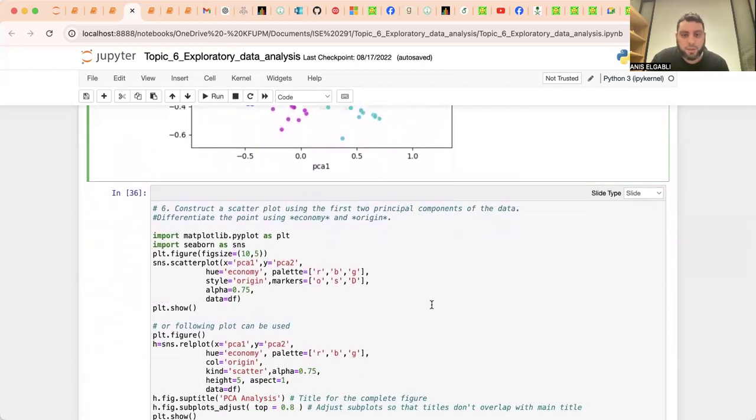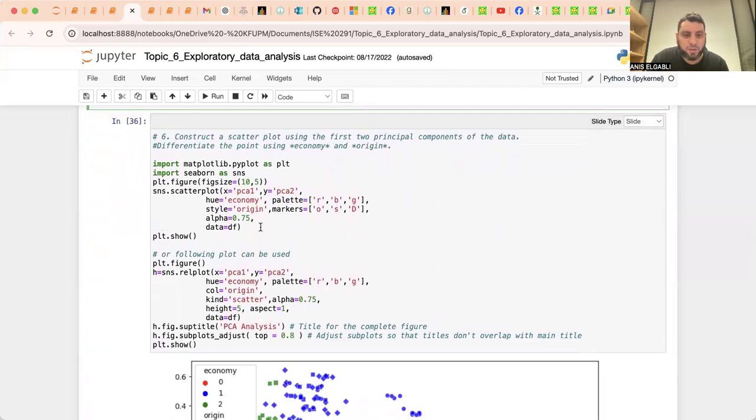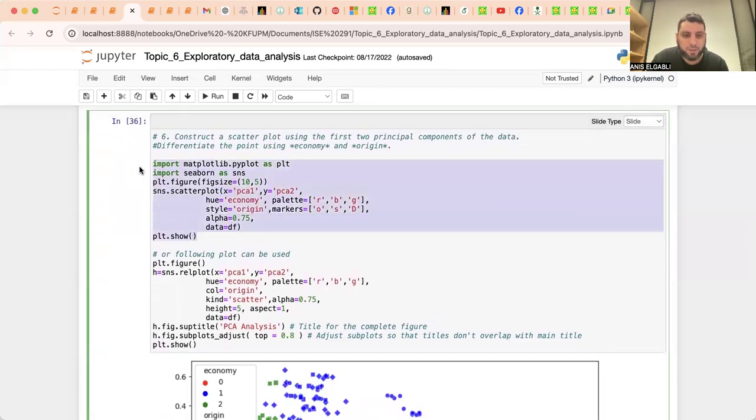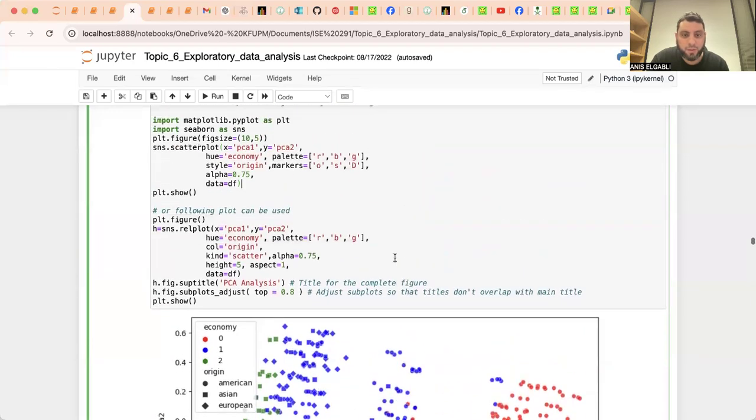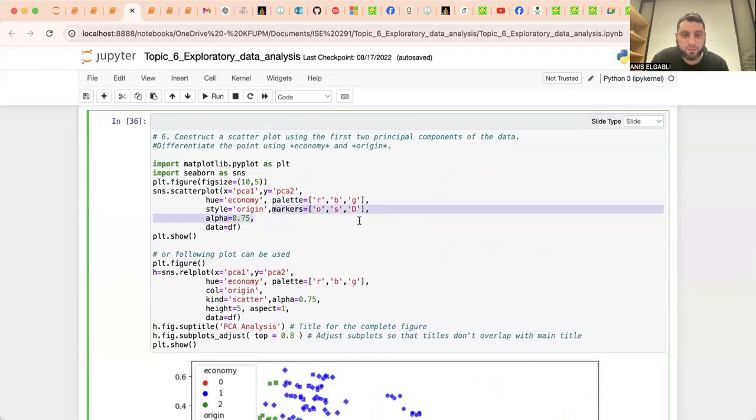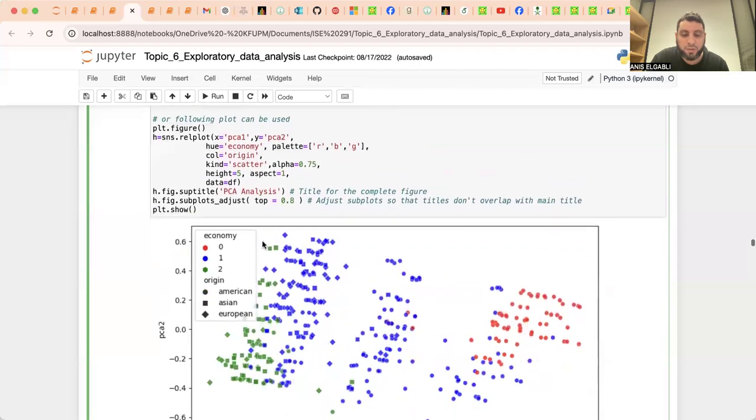Okay, so let's continue here. More figures. If you look at this one, we're plotting BCA1 versus BCA2. We use the hue for the economy and style for the origin, and the style is how the dot or the point here would look. So it's circle for American origin, square for Asian, and diamond for European. Okay, so we are defining those.